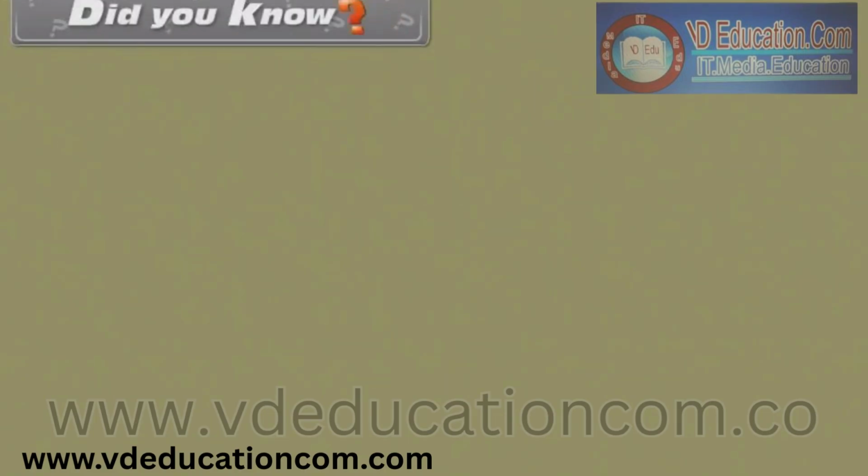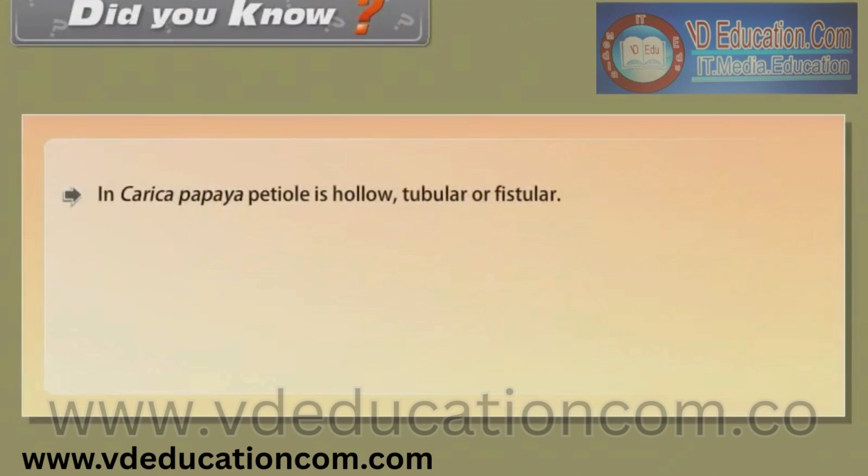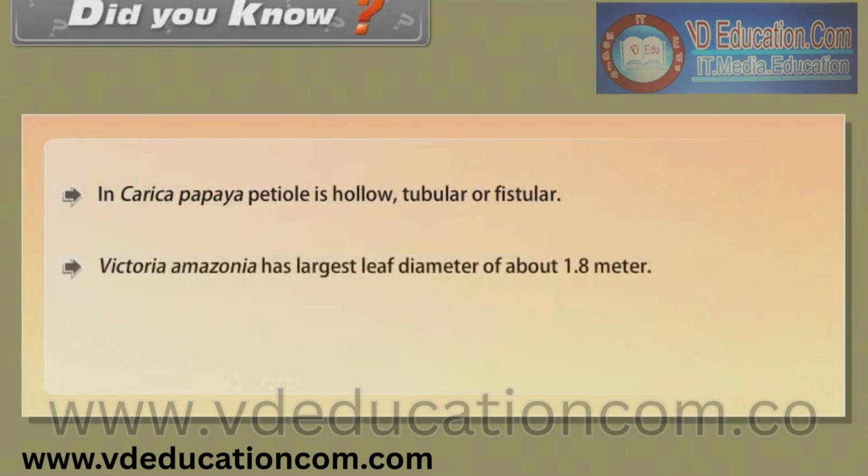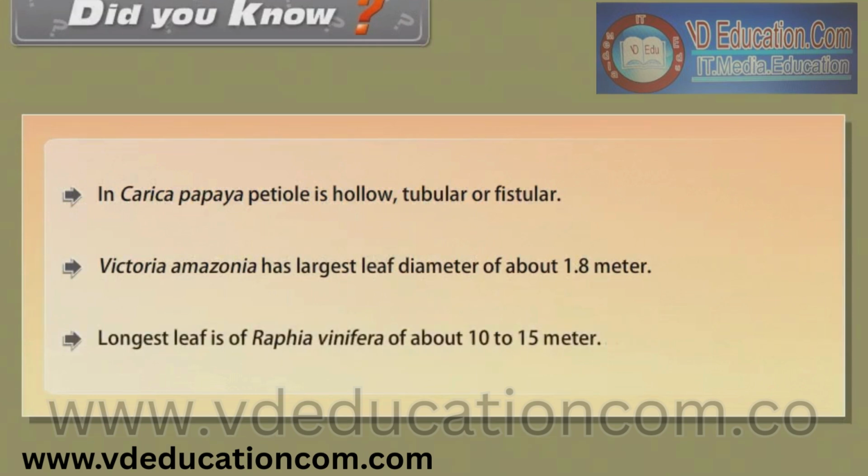Did you know? In Carica papaya, petiole is hollow, tubular, or fistulose. Victoria amazonica has the largest leaf, with a diameter of about 1.8 meters. The longest leaf is of Raphia vinifera, about 10 to 15 meters.